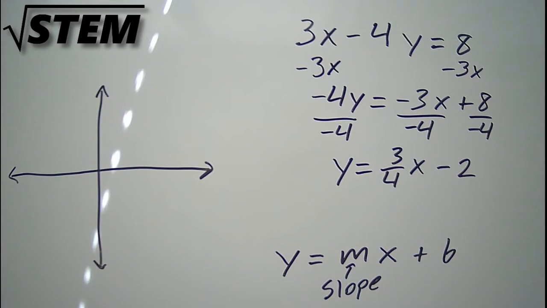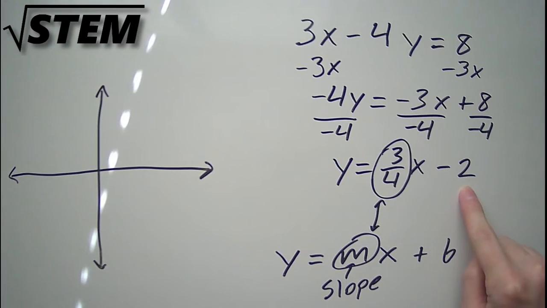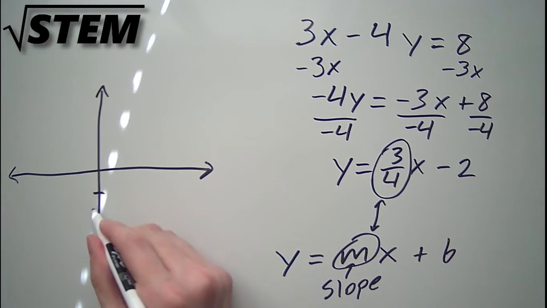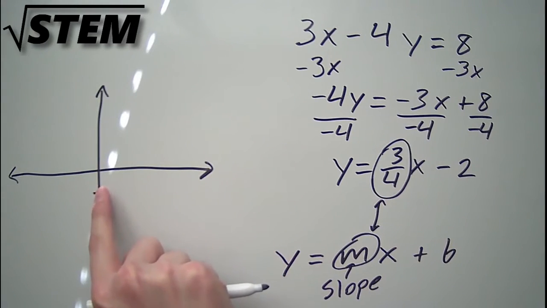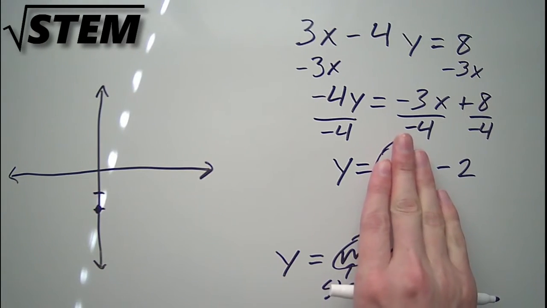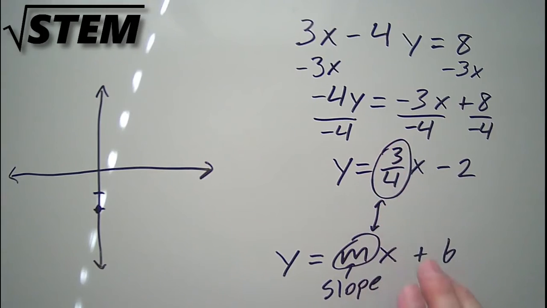Now that we have this in mx plus b form, we can see that our slope, m, is the 3/4 attached to the x. Now let's graph out this line. We always want to start with our y-intercept, so we'll go down to y equals negative 2 to make our point there, because when x equals 0, y will simply equal negative 2.